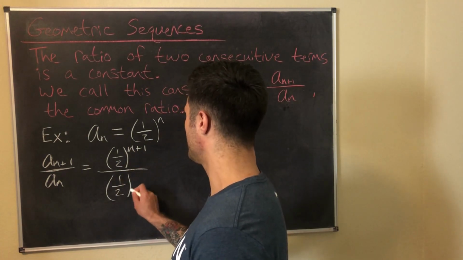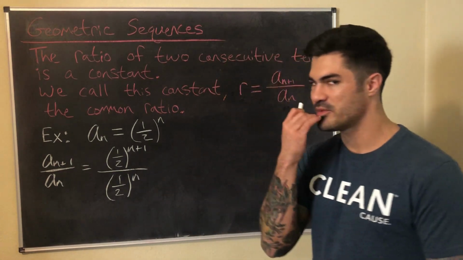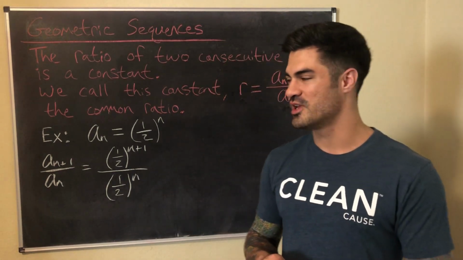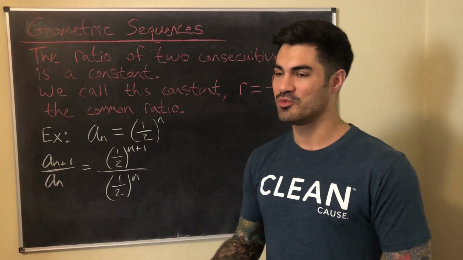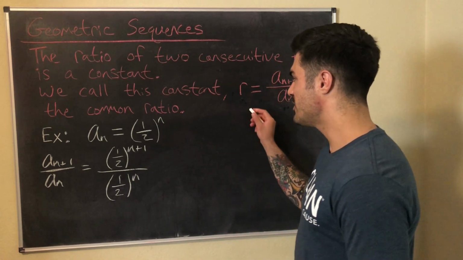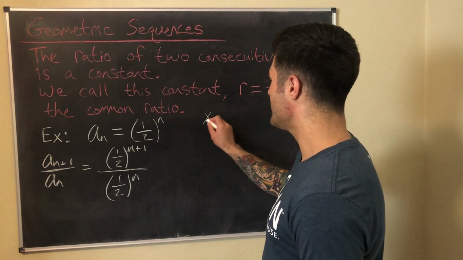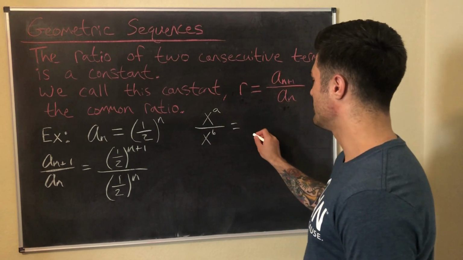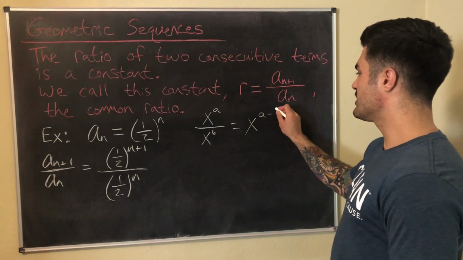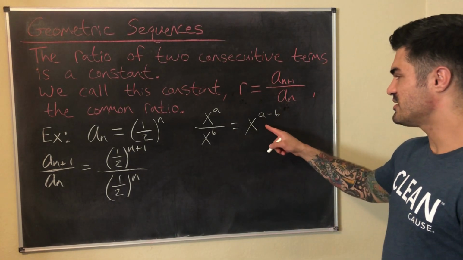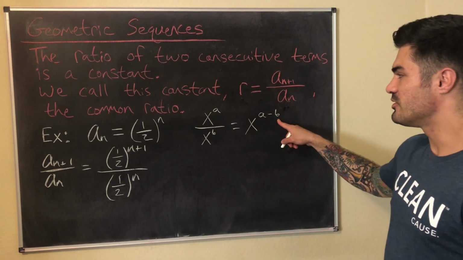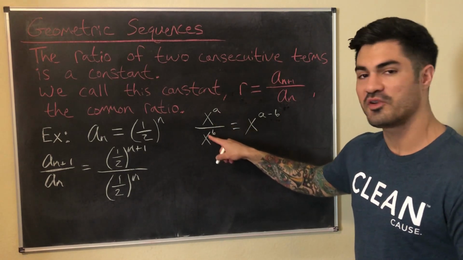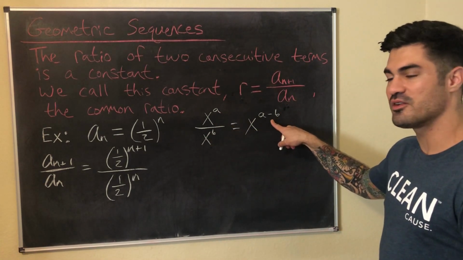And now this looks a little bit crazy, and I'm thinking, how can I simplify this? But we just have to go back to our exponent rules. And knowing these exponent rules is going to be really useful when dealing with these geometric sequences. So remember, if I have x to the a over x to the b, if I have the same base, I can subtract the exponents. That's equal to x to the a minus b, right? For example, x to the 5th over x squared, that's x to the 3rd, right?